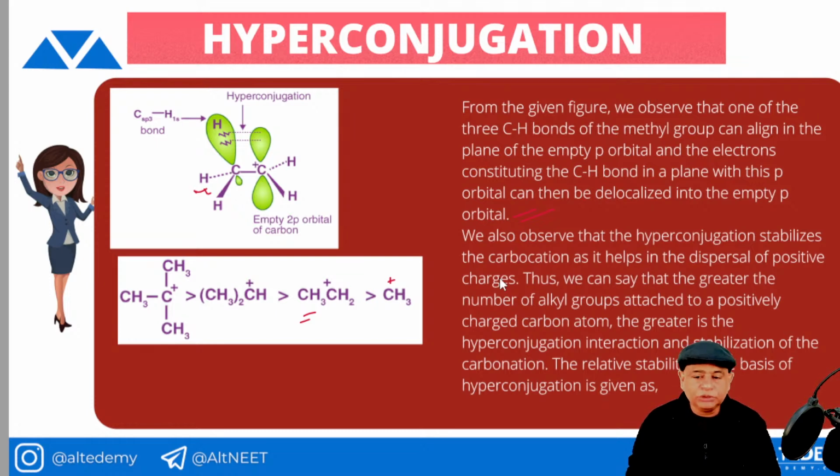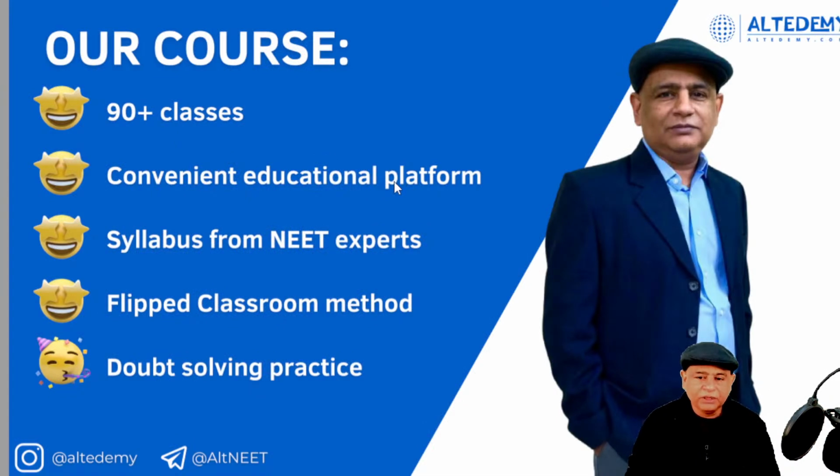We also observe that hyperconjugation stabilizes the carbocation as it helps in the dispersal of positive charge. With this carbocation, when hyperconjugation is taking place, it is stabilizing the carbocation. Thus, we can say that the greater the number of alkyl groups attached to a positively charged carbon atom, the greater is the hyperconjugation, interaction and stabilization of the carbocation. The relative stability on the basis of hyperconjugation is given as you can see. I will explain further how it is being stabilized. More hyperconjugation, more stability.